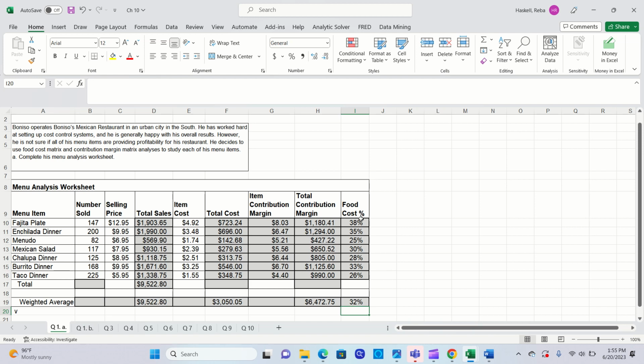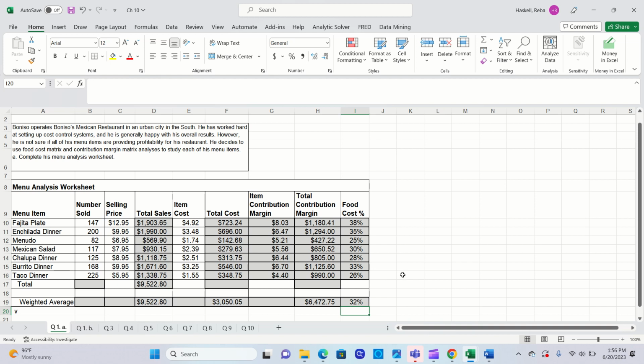Well, if you look at your food cost percentage, our fajita plate has a higher food cost percentage. So would you take that off the menu or not? I wouldn't, because it's contributing $8 to the bottom line. Okay. Now 26% comes at a lower food cost, but it's only contributing $4.40. All of these menu items are important, okay? You're 25% on the menudo, but it's contributing a little bit more than what the taco dinner is contributing.